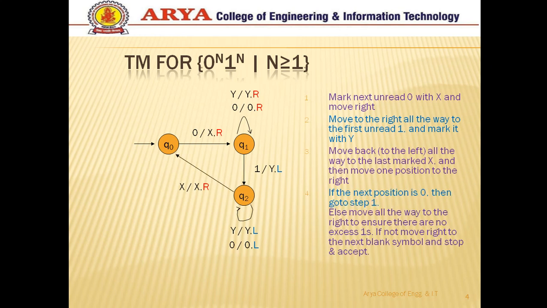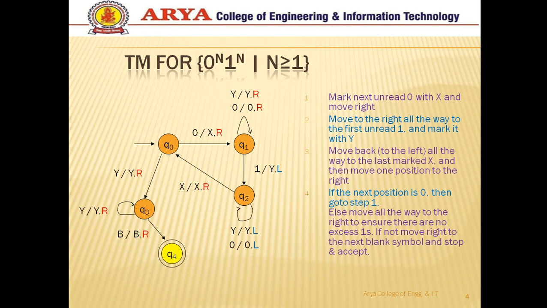In these steps, the first step is to mark the next unread 0 with x and move right. The second step is to move to the right all the way to the first unread 1 and replace it with y. Move back to the left all the way to the last marked x and then move one position to the right. If the next position is 0, then go to step 1, else move all the way to the right to ensure that there are no excess ones. If not, move right to the next blank symbol and stop the process, and this is accepted. That means we reach the final state and the blank symbol.